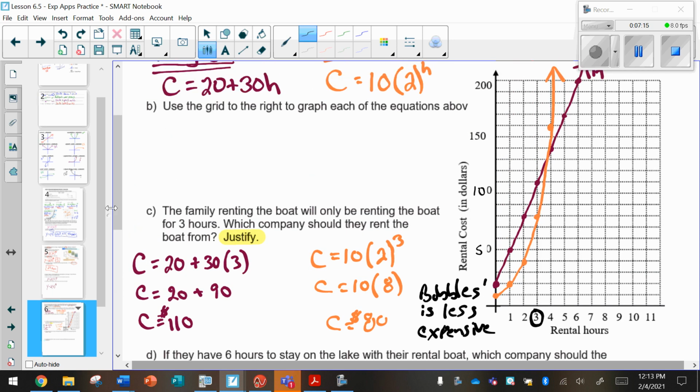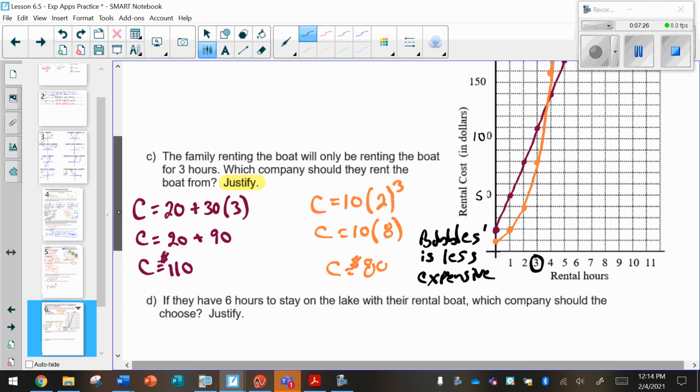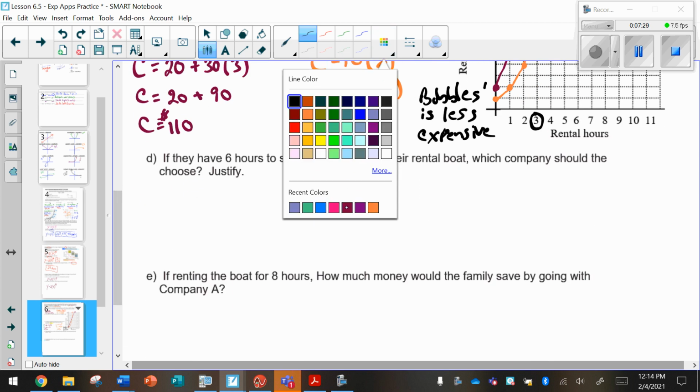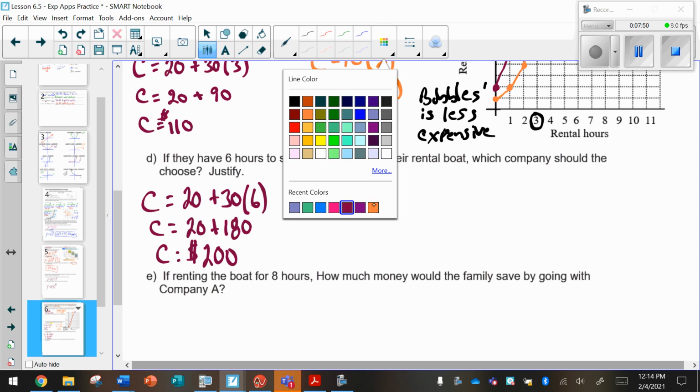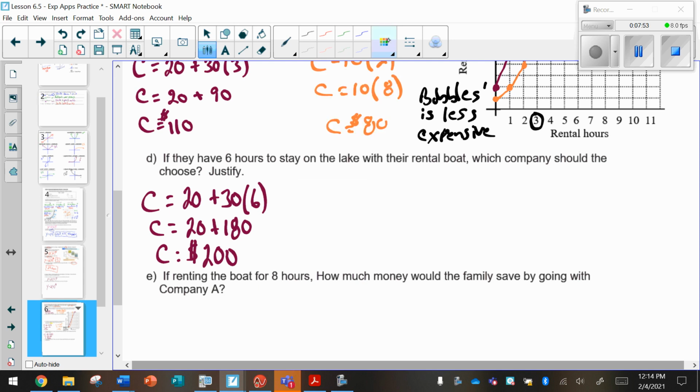Well, for Allagash, for 6 hours of boat rental, we'll read up the sixth line. Oh, it's exactly right at $200, which we could find algebraically if we needed to show our work. For a 6 hour boat rental, we would put 6 in place of our hours, and 30 times 6 is 180, and 180 plus 20 gives us what we just saw off the graph, a cost of $200. Unfortunately, to compare with Bubbles' boat rental, we are off the charts.